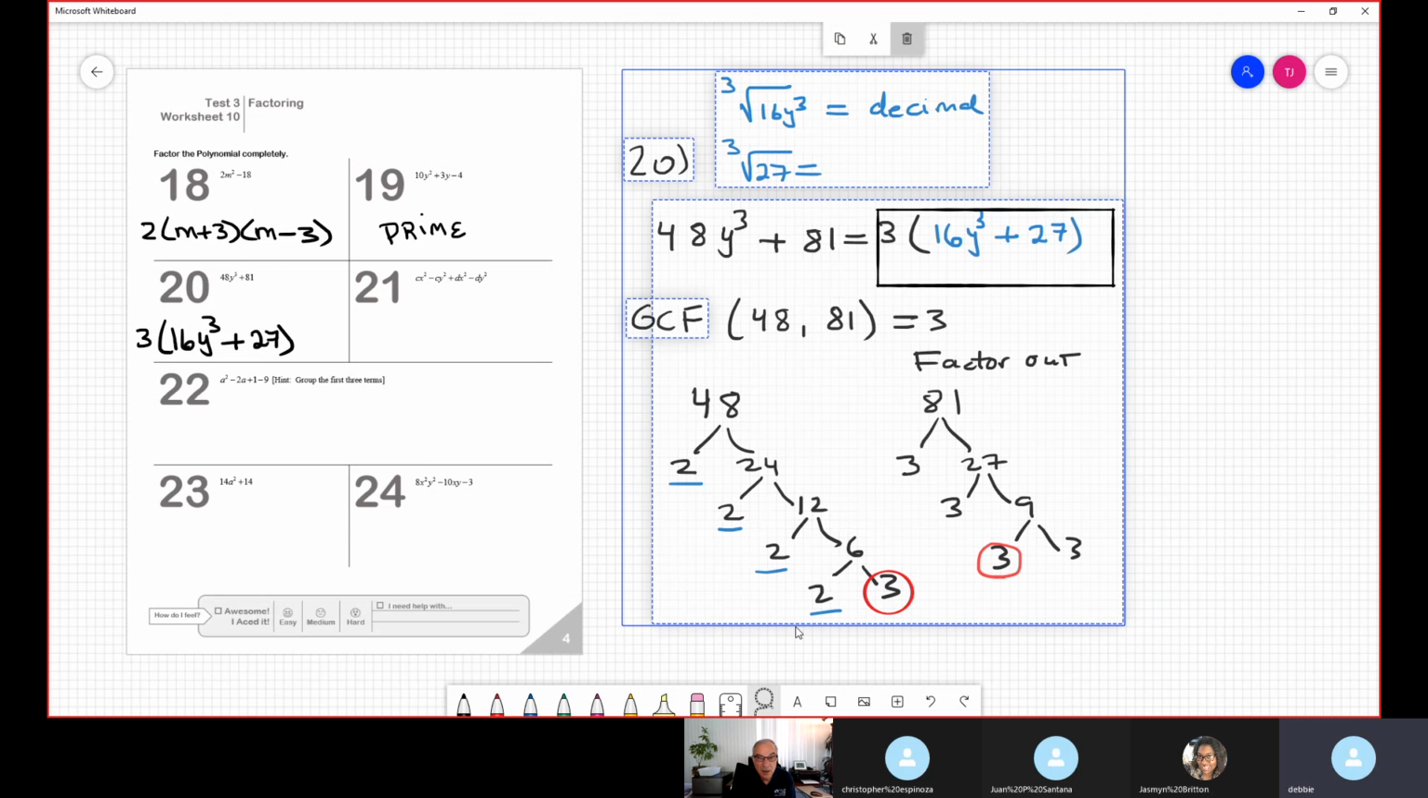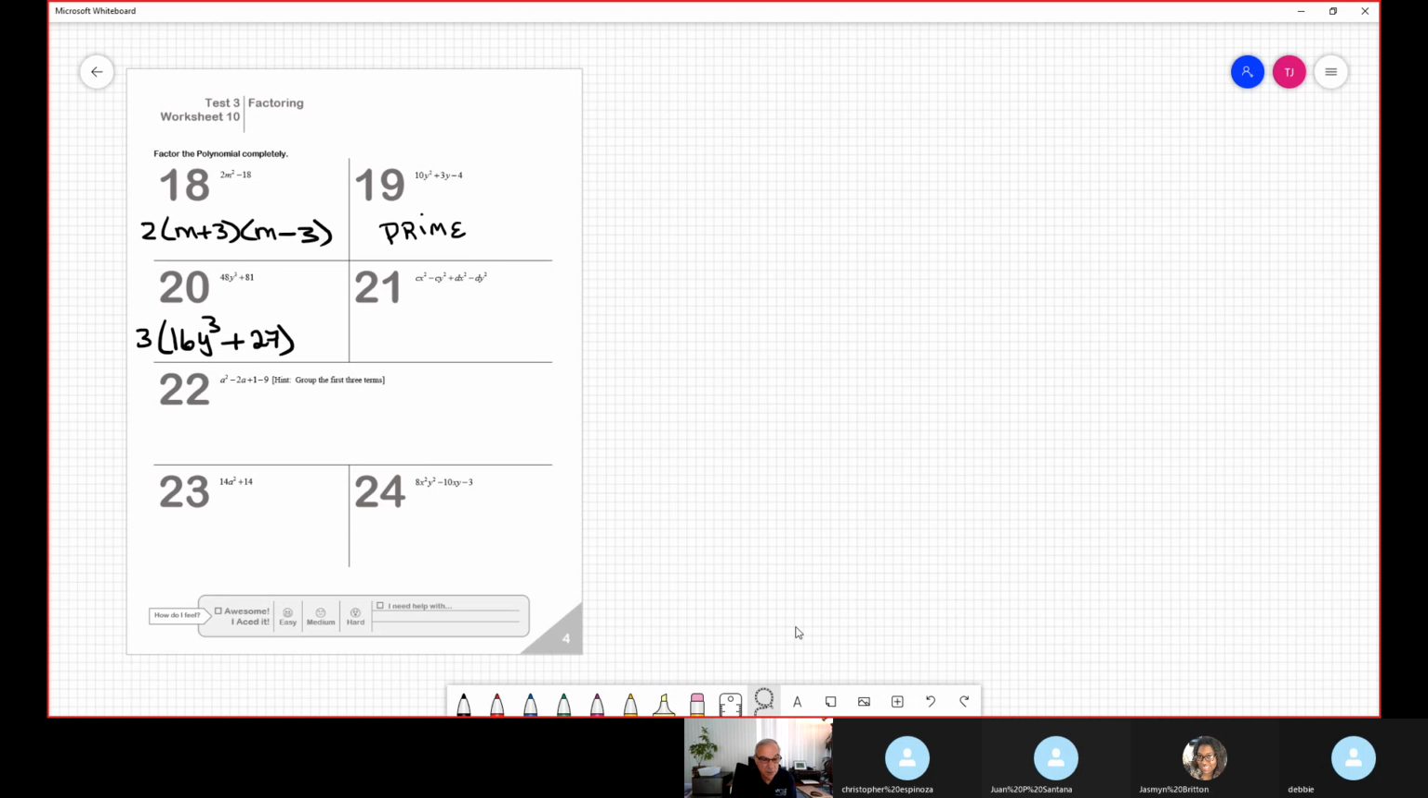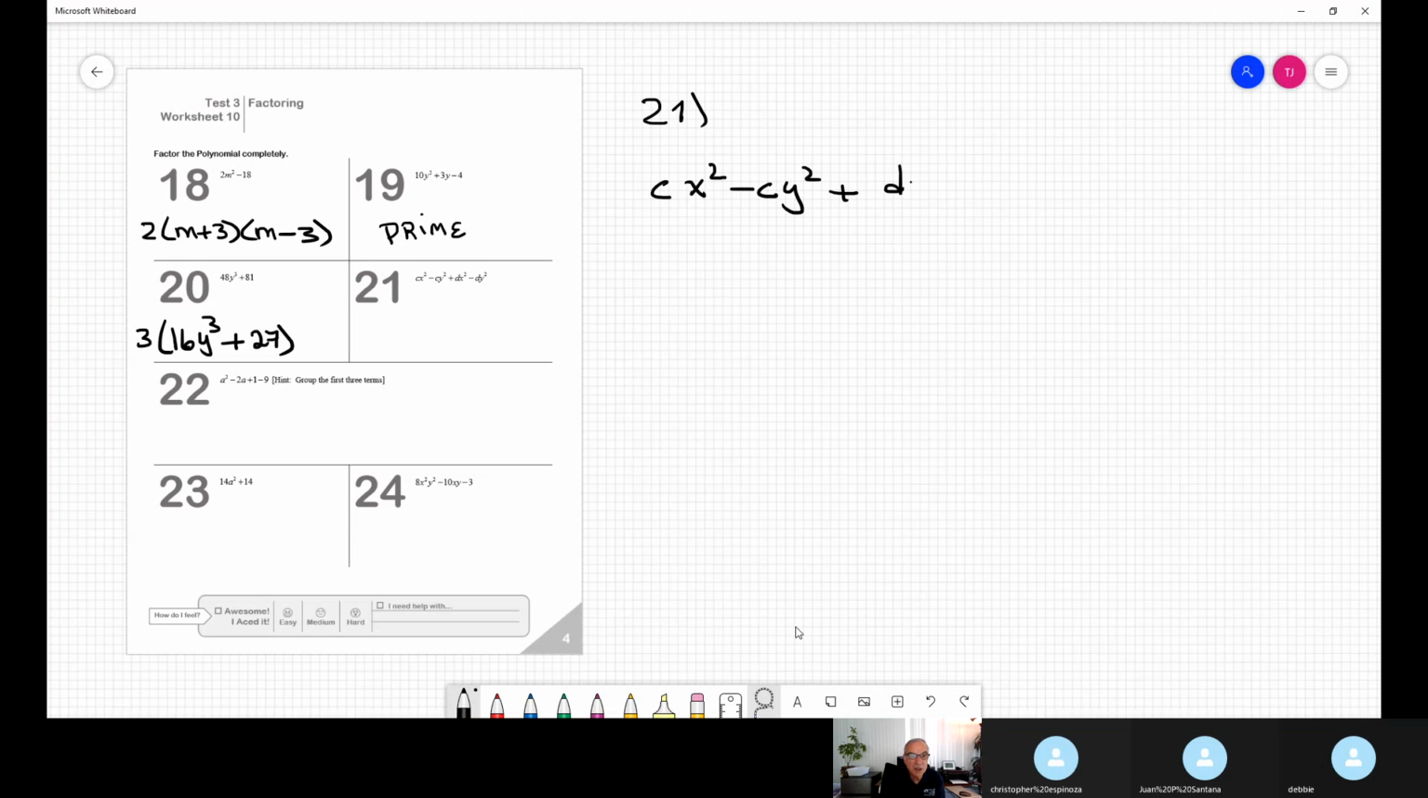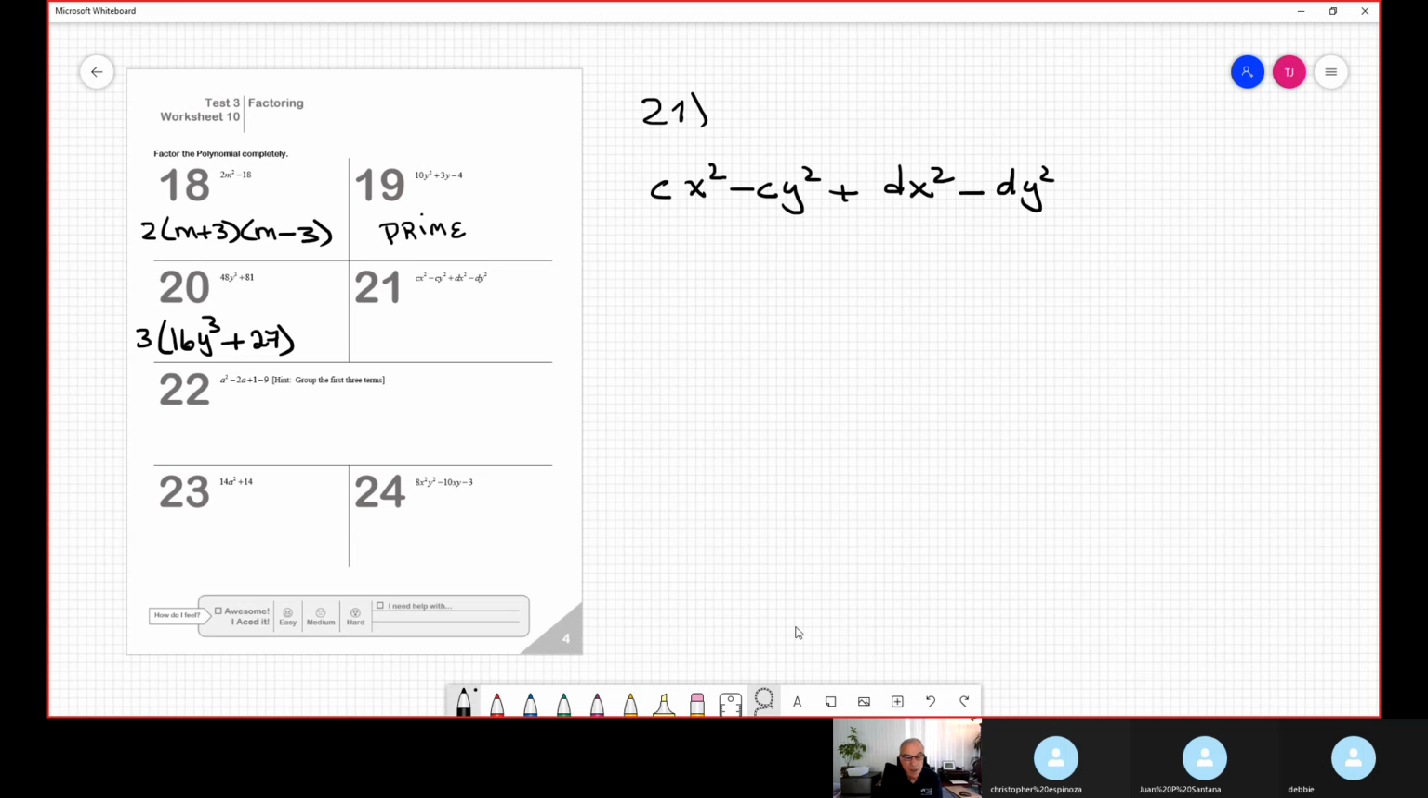Okay. This is problem 21. It says cx squared minus cy squared plus dx squared minus dy squared. And it's a classical factorization by grouping, right? How do you know? Because we have 4 terms.